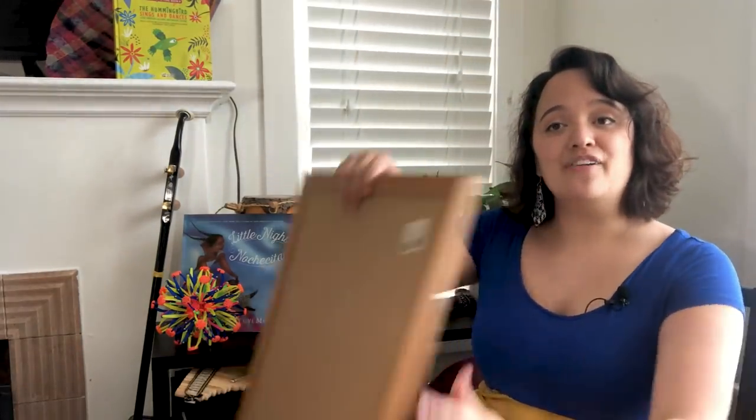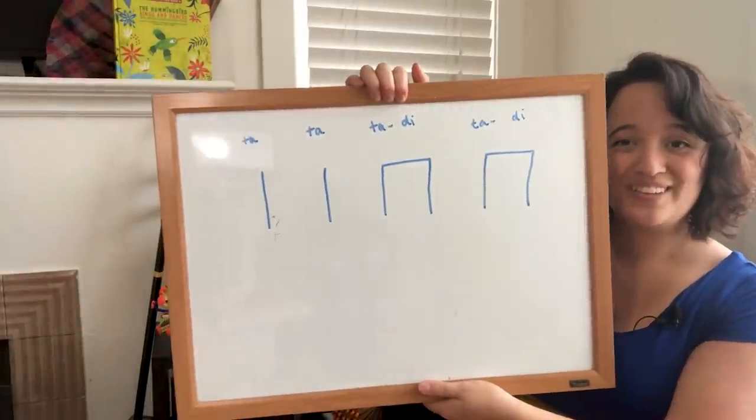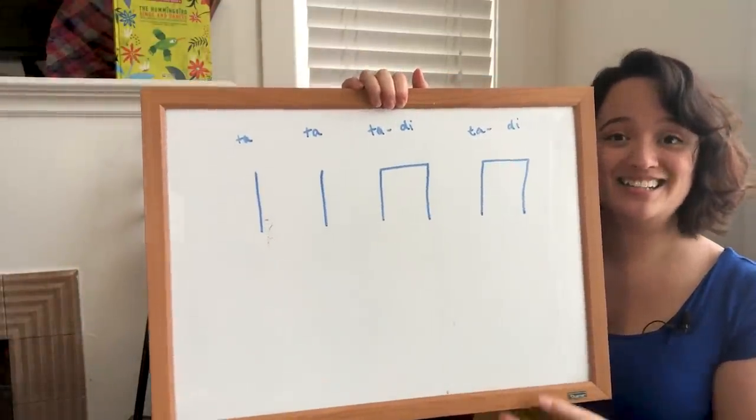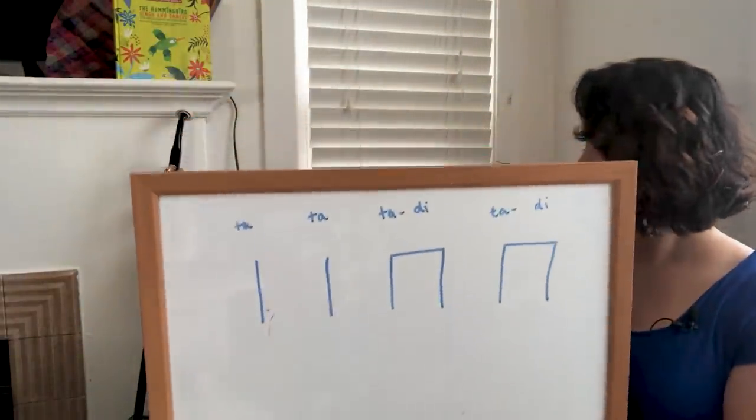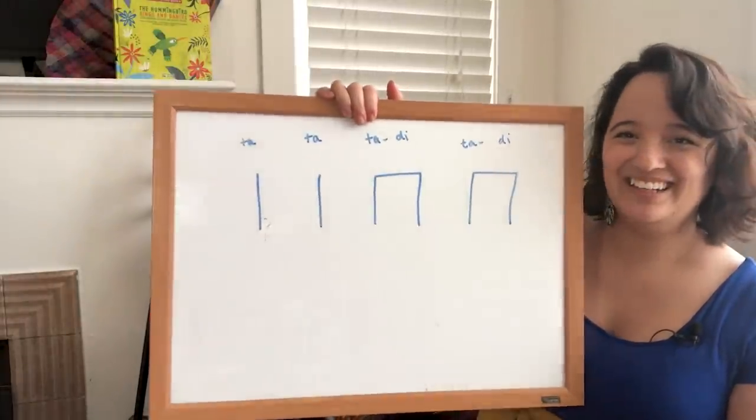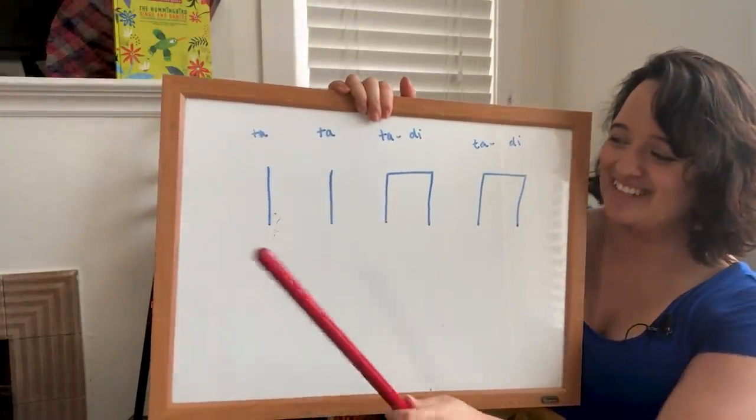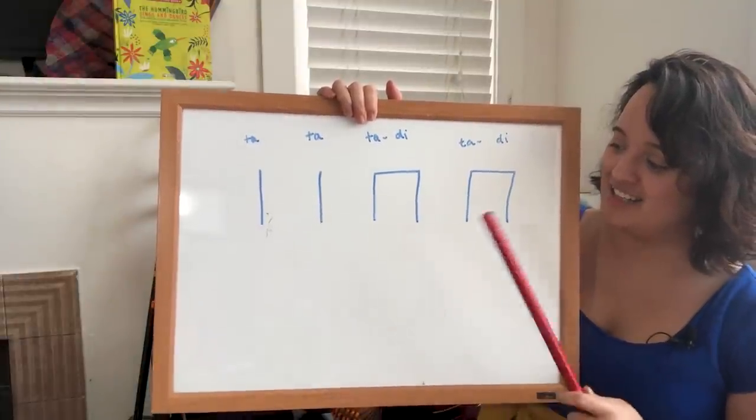All right, let's see if we can choose our favorite of the instruments so far and try it out with our rhythm. Ta, ta, ta-di, ta-di. 1, 2, and I'll play with a rhythm stick, the whiteboard. That'll be my instrument. 1, 2, 3, here we go. Ta, ta, ta-di, ta-di.